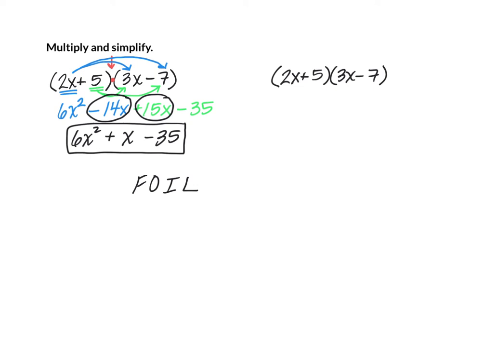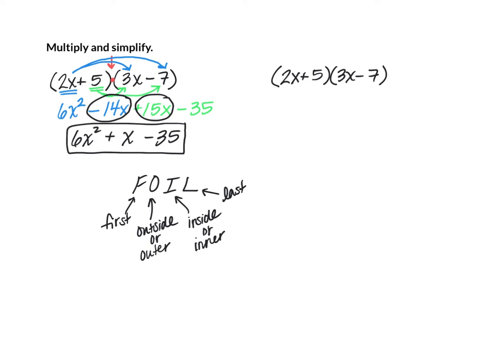So let's review this. Remember, the F stands for first. The O stands for outer or outside, either one works. The I stands for inside or inner, whichever you prefer. And the L stands for last. So we often say we're going to FOIL, but what we mean is we're going to basically multiply the first terms, the outer terms, the inner terms, and the last. So let's try this out.